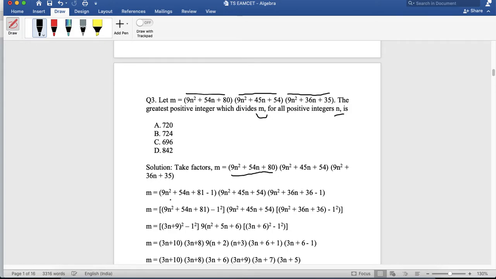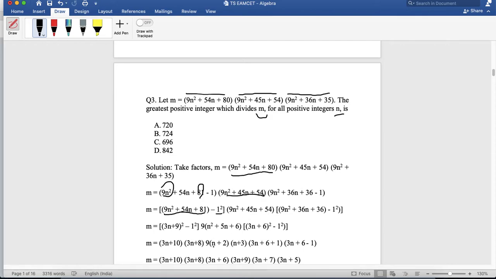So what I've done here is I've used the concept of a square minus b square. To complete the squares, I've added 1 and subtracted 1. So 80 becomes 81. This is 3n whole square. This is 9 square. Then this is the product of 2, 3n and 9. 3 into 9 is 27, times 2 is 54. So 9n square plus 54n plus 81 minus 1 square. Over here it's straightforward factorization. If I take 9 outside, I get n square plus 5n plus 6. So that will be n plus 2 into n plus 3.